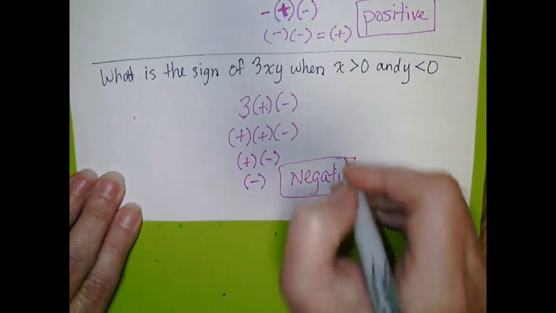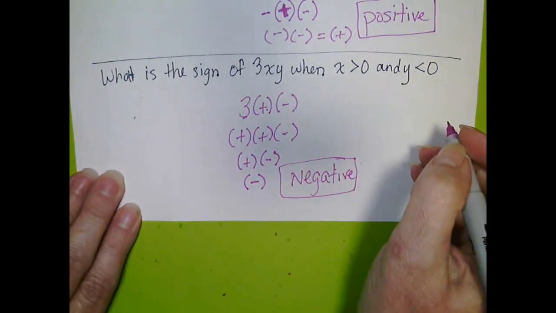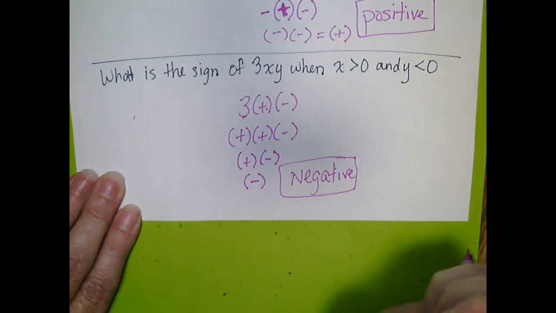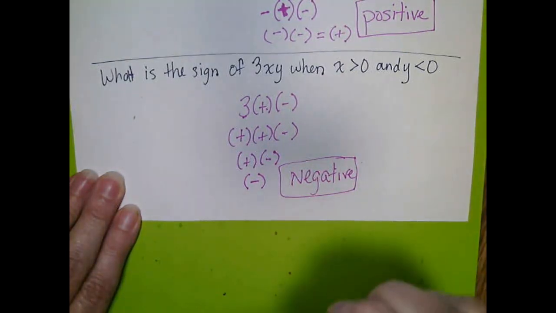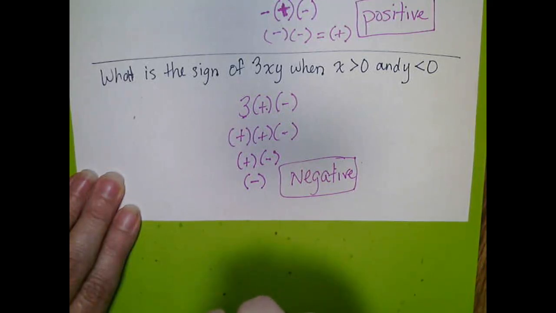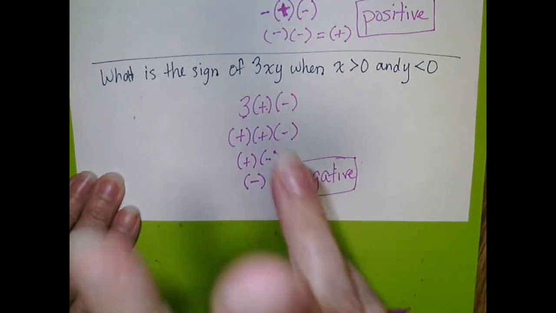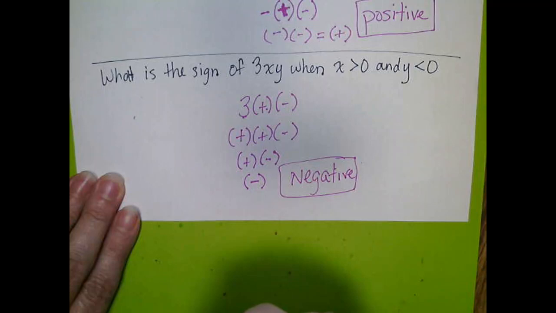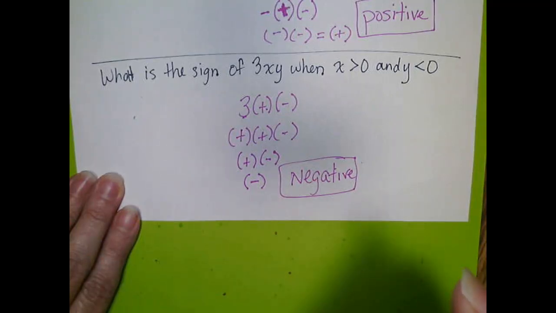So the 2 biggest takeaways for this: if you're multiplying or dividing and the signs are the same, your answer will be positive. If you are multiplying or dividing and the signs are different, your answer will be negative.